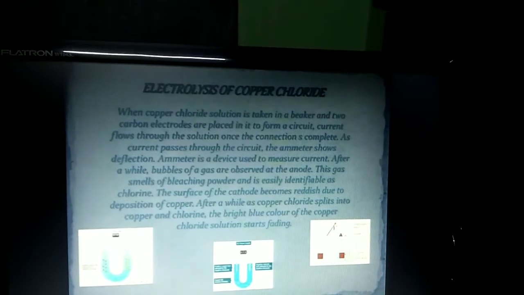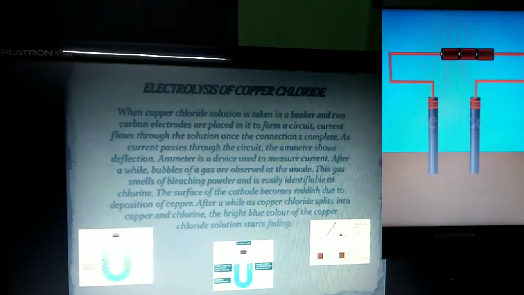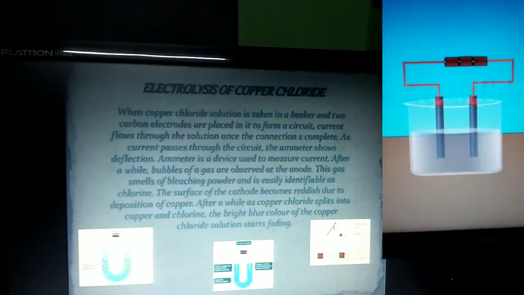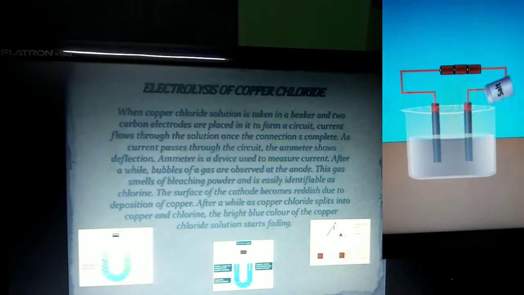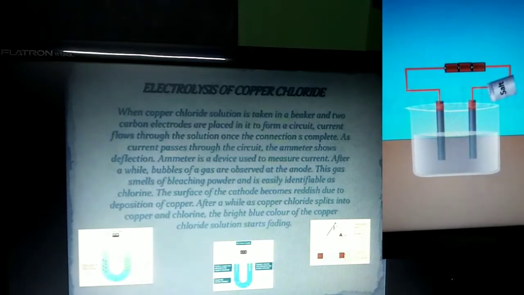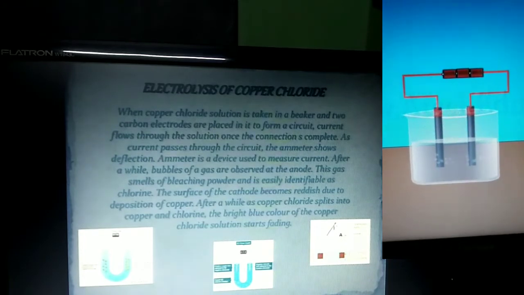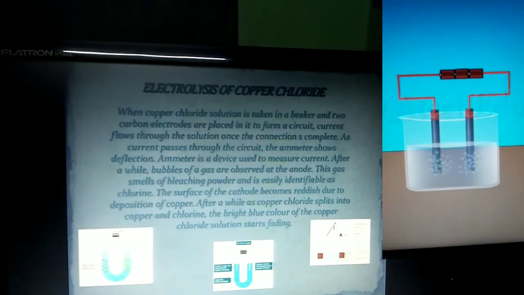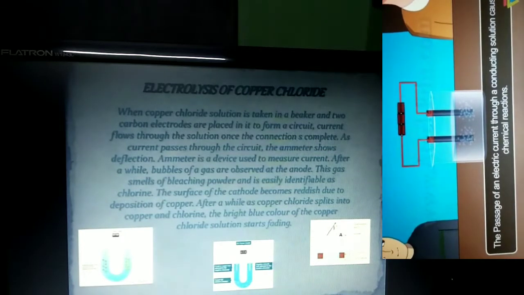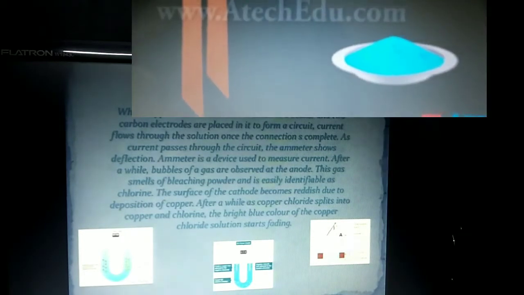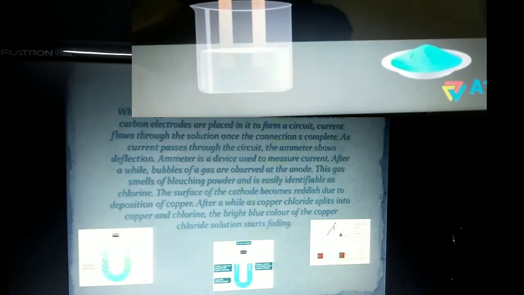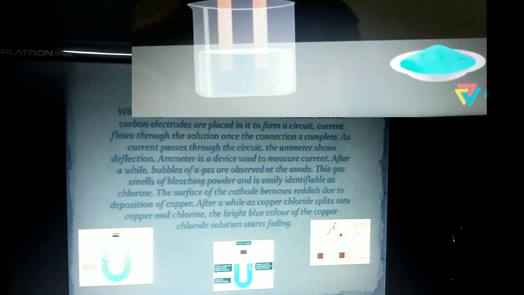What is electrolysis? Electrolysis is a process in which a substance in a liquid state gets decomposed into its constituent ions on passage of electric current. The rods or plates or wires that are partially immersed in a solution during electrolysis are called electrodes. The electrode that is connected to the positive terminal of a battery is called the anode. The electrode that is connected to the negative terminal is called the cathode.